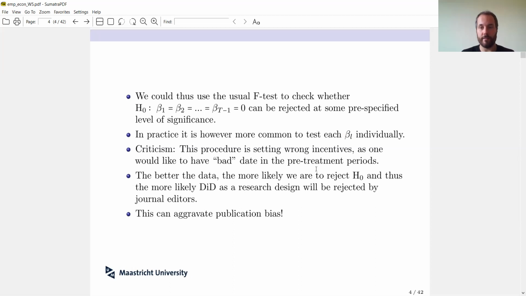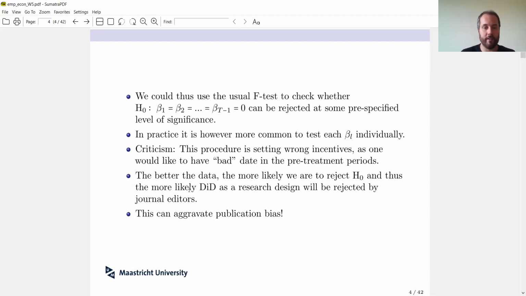And then the other criticism is, of course, that we may make an error of type 2, right? So there is a difference in trends before the treatment. However, we are unable to find that, we are unable to reject the null hypothesis because, for instance, our data is too bad. And so somehow there are bad incentives here. You want to have noisy, bad data in the pre-treatment period so that you cannot reject this thing. Because if you reject, well, you cannot write a difference paper.